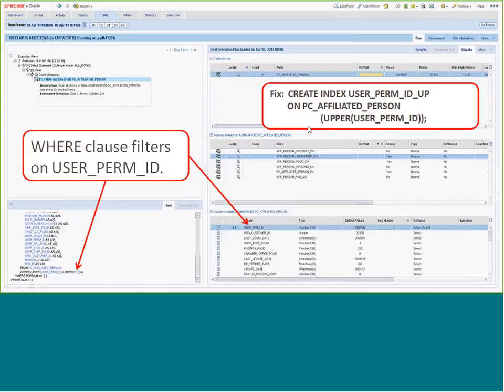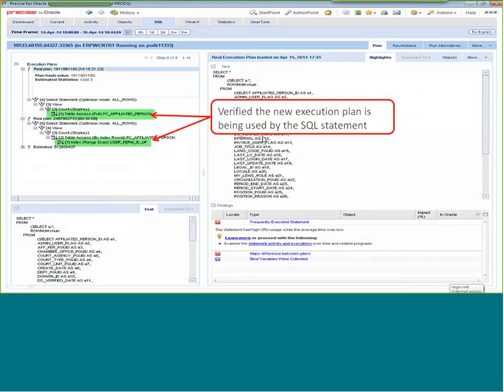And it's available not only in Oracle Enterprise Edition, but also Standard Edition. And when you do that, we can then verify that the execution plan is using that new index, user perm uppercase. That was just my naming.